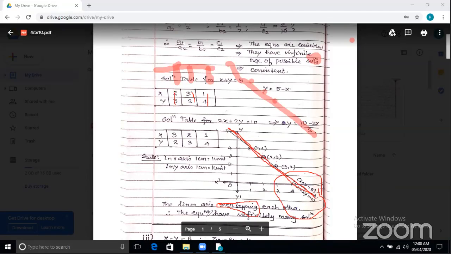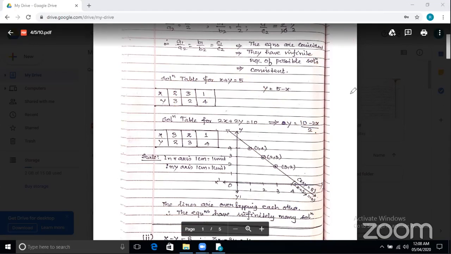Overlapping. Therefore, how many solutions do the equations have? They will be having infinitely many solutions. The linear equations are overlapping each other and they have infinitely many solutions. Any doubt in this? No doubt, sir.